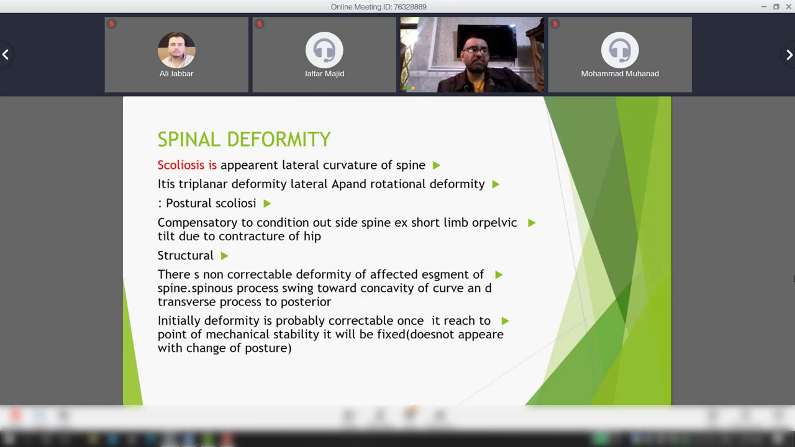Now we go to spinal deformity. Scoliosis. What is scoliosis? Scoliosis means apparent lateral curvature of the spine. Clear? Curvature of the spine, apparent. Apparent lateral curvature of the spine. It's a triplanar deformity, a lateral rotational deformity. Triplanar, what does triplanar mean? It means it's not just the lateral curvature, no, there is also rotation of the vertebra. Not only lateral bowing. Triplanar, like 3D. It means the vertebra doesn't only go lateral, it also rotates.